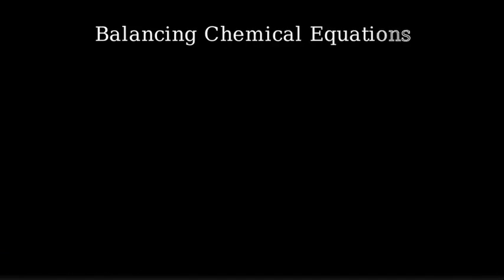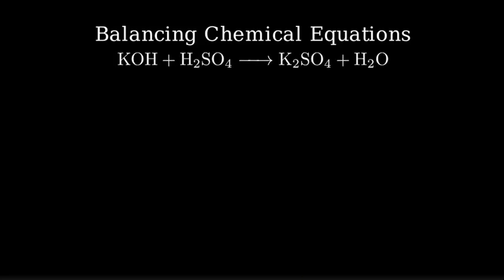We're going to balance a chemical equation involving potassium hydroxide and sulfuric acid. Let's start by looking at our initial unbalanced equation. Our initial equation is KOH plus H2SO4 yields K2SO4 plus H2O. As we can see, this equation is not balanced. Let's go through the steps to balance it.